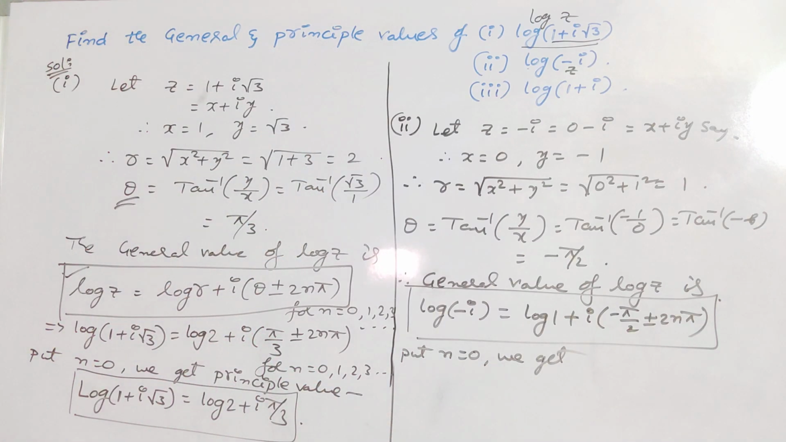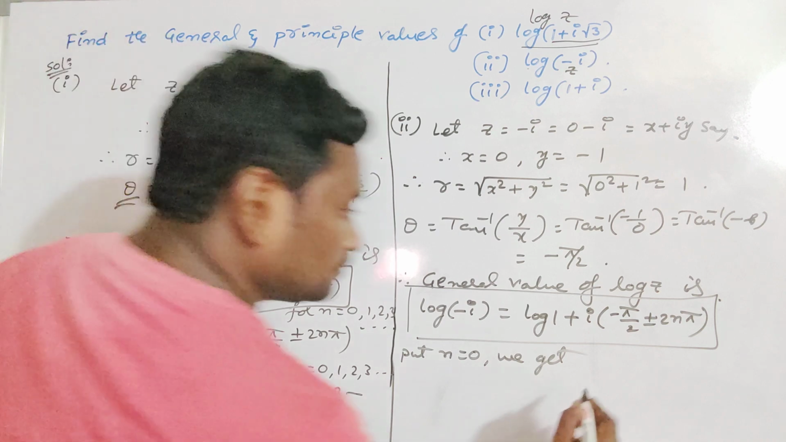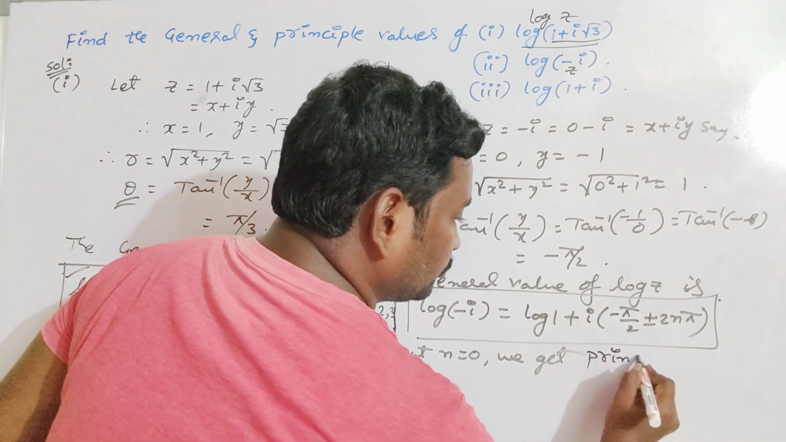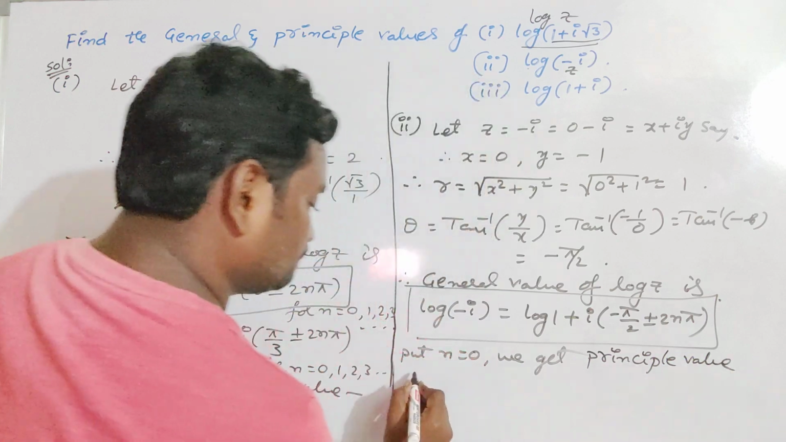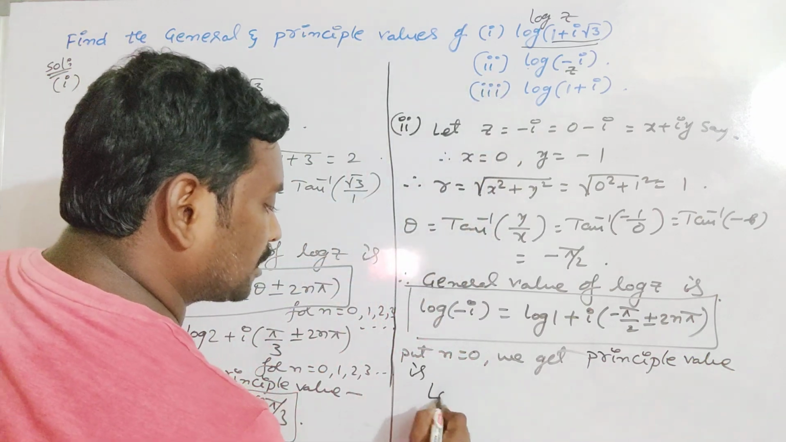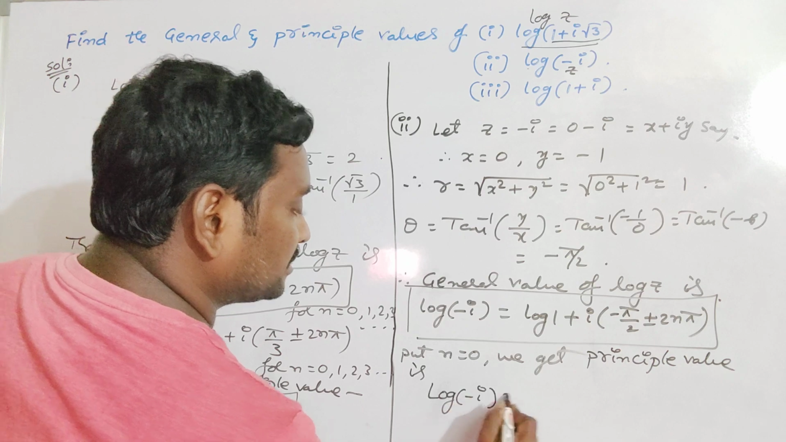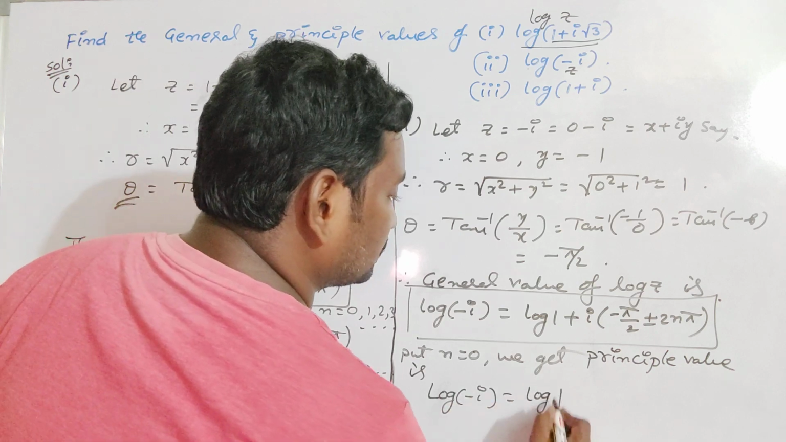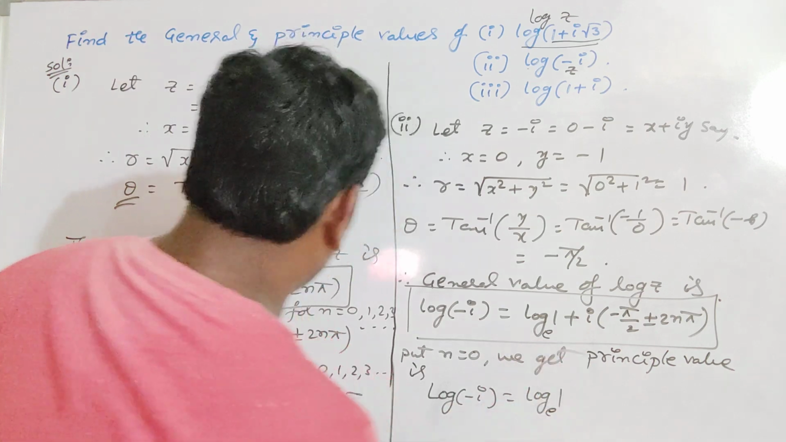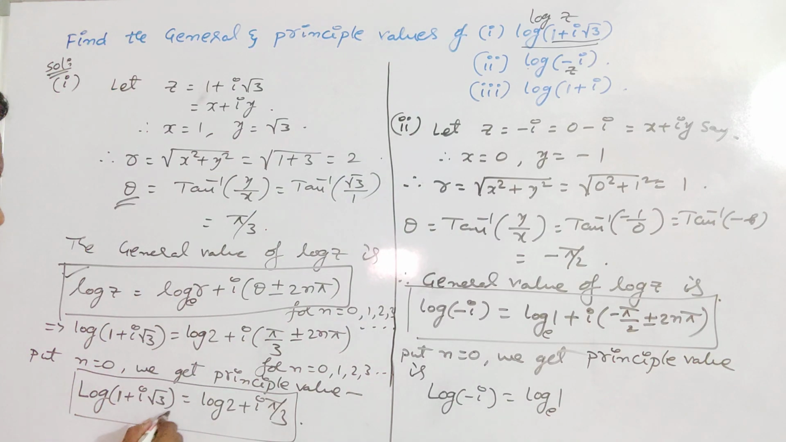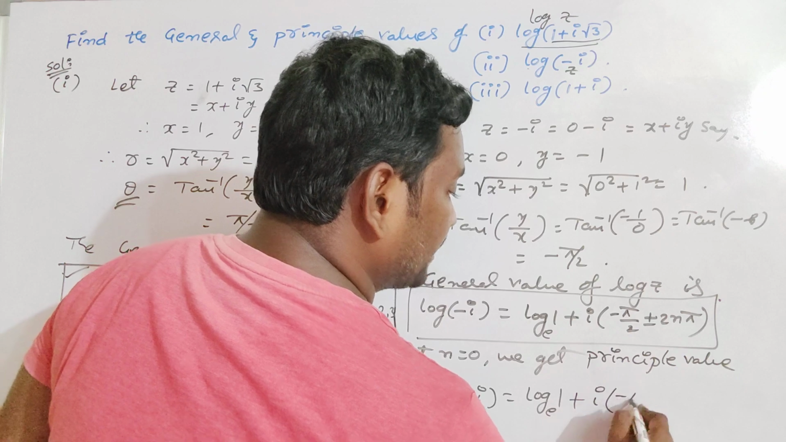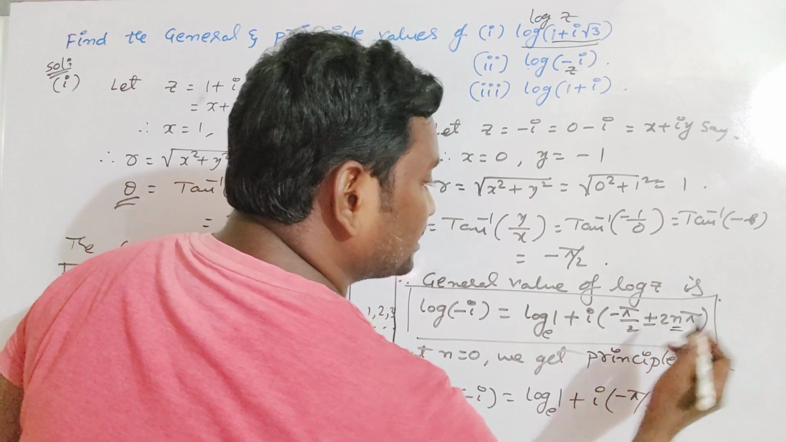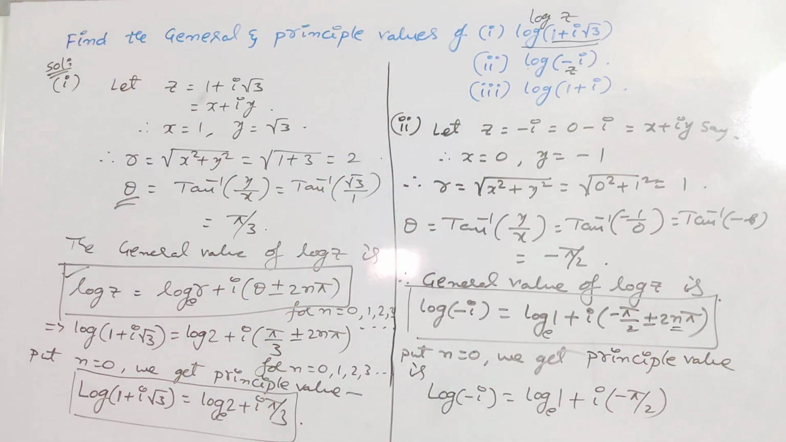principal value. We get principal value as log of minus i. It would be log 1. You can also write base e, no problem. Plus i into minus pi by 2 only. By putting n is equal to 0, you will get the principal value. See the next one.